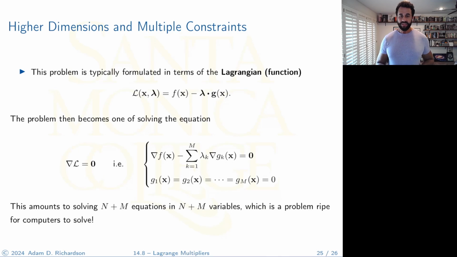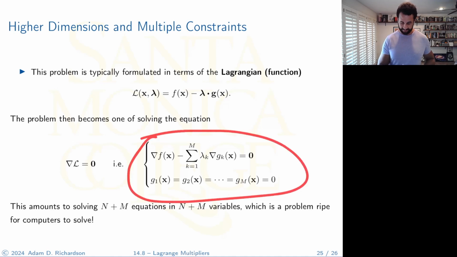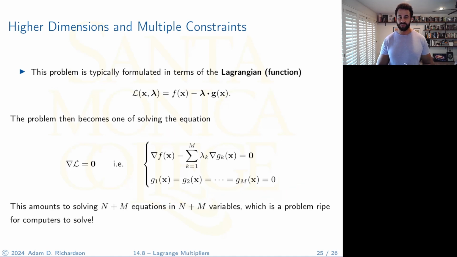Just like before, this is typically formulated in terms of the Lagrangian. This is what the Lagrangian looks like: it's our function minus lambda dot g. There it is. It's still the same structure. Then the problem of finding these maximum and minimum values boils down to finding the roots of the gradient of the Lagrangian. In other words, that is what you were trying to solve.